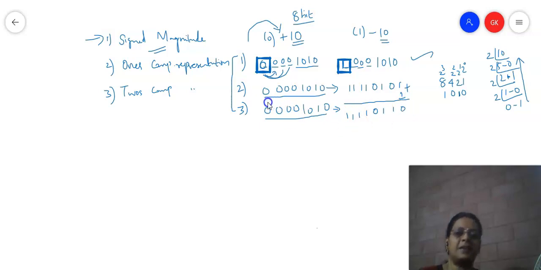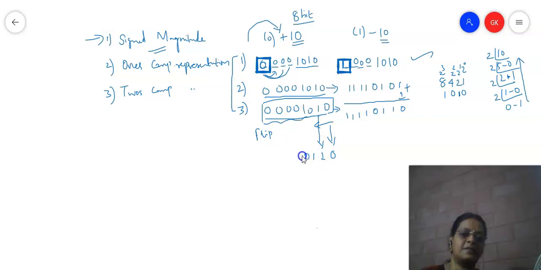Another straightforward method is, if a number is given like this and they ask you to find the two's complement representation in a single step, you scan the number from the right hand side, and you copy all the bits as such till you encounter the first one. So this is 0, so you copy it as such. The first one you also copy as such. Once you have encountered the first one, thereafter all the remaining bits will be flipped. It has to be inverted. If it is 0, you take it as 1. If it is 1, you take it as 0. So this is going to be the 2's complement representation of the given number.